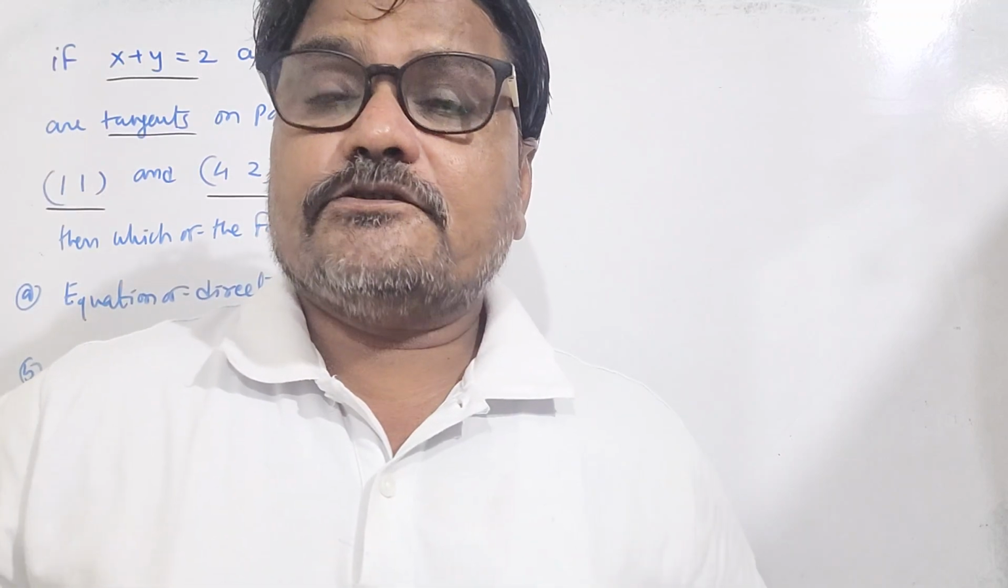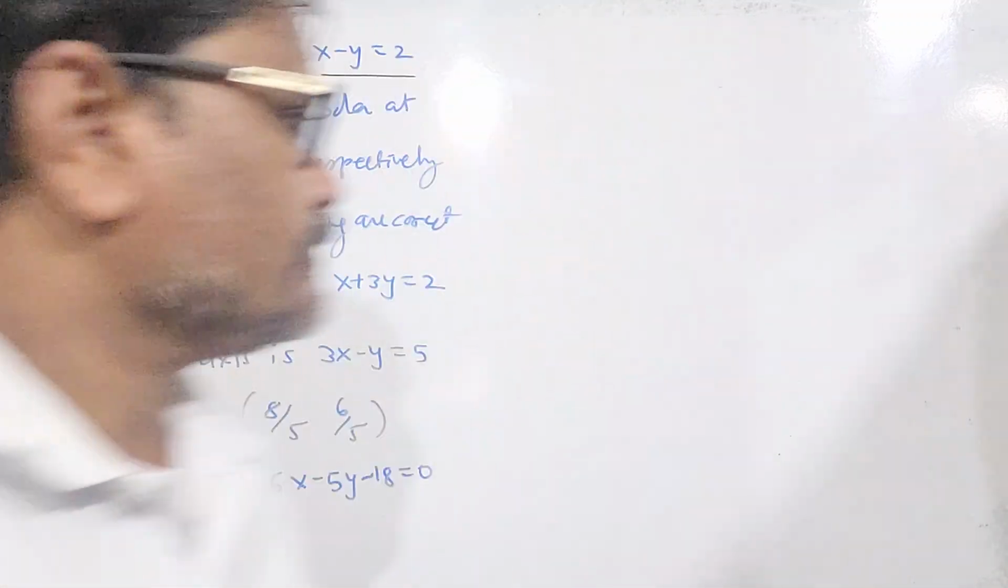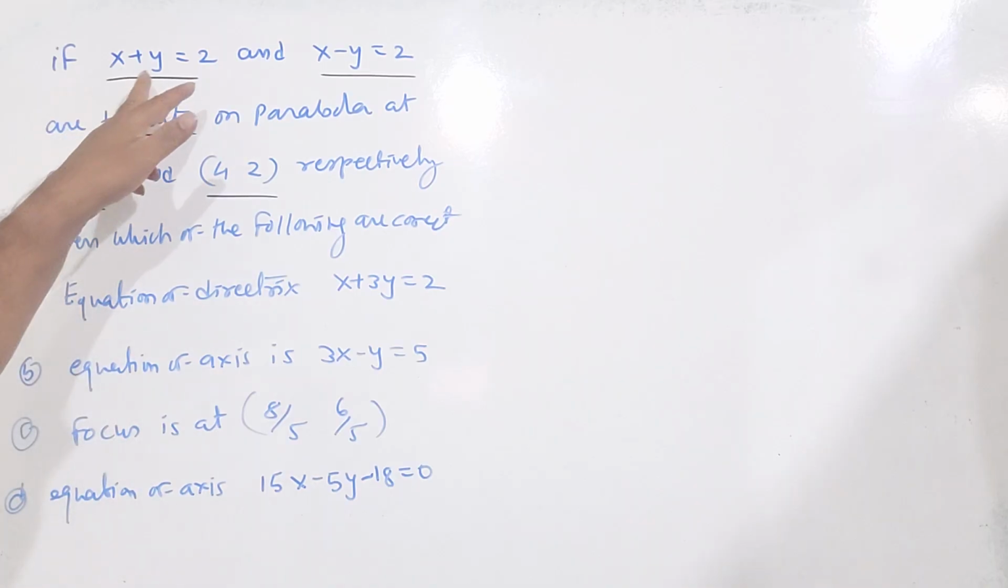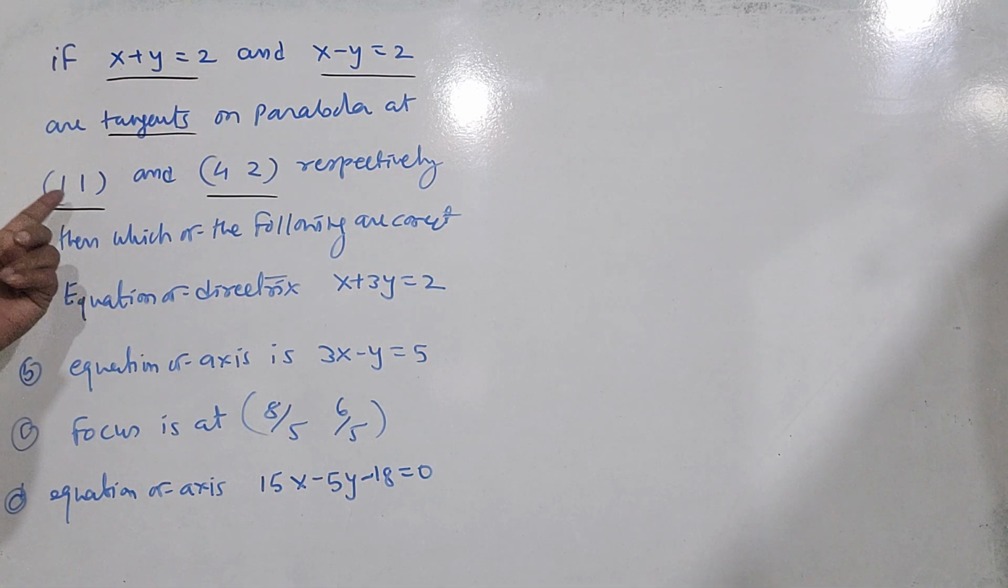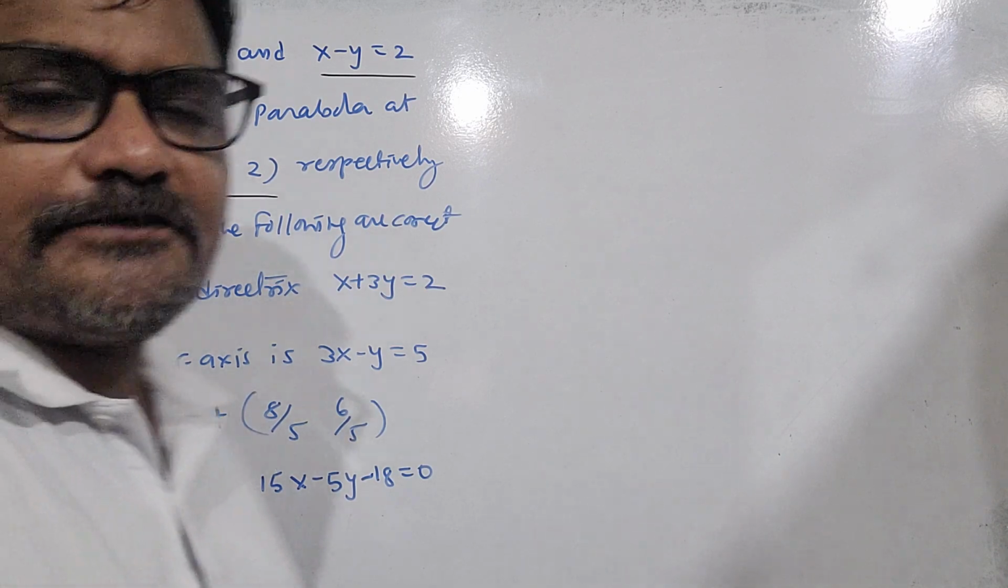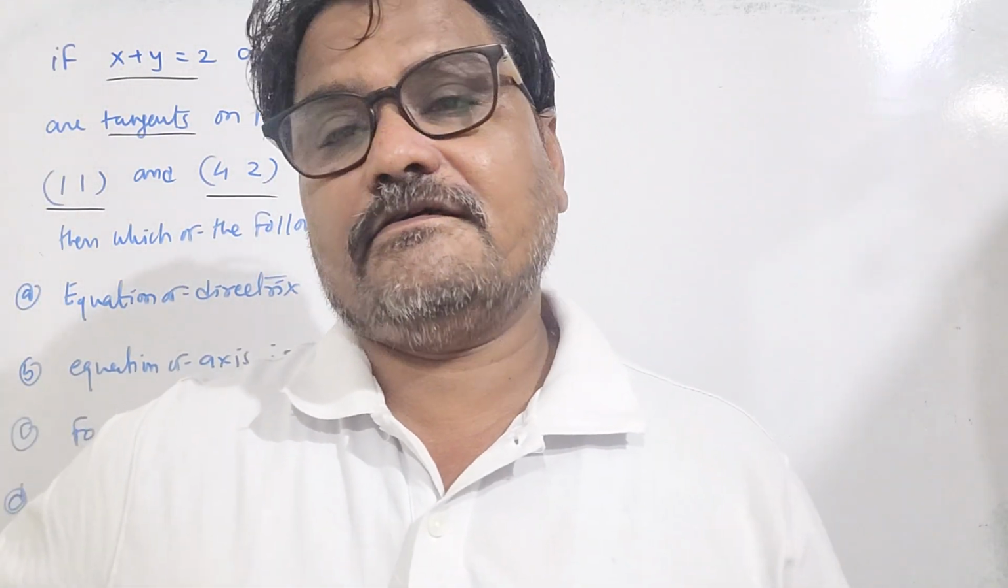Hello everyone. So in this video we will see a question on parabola. If x plus y equal to 2 and x minus y equal to 2 are tangents on a parabola at (1, 1) and (4, 2) respectively, then which of the following statements are correct? Multi-correct question, but nothing about the parabola is given.